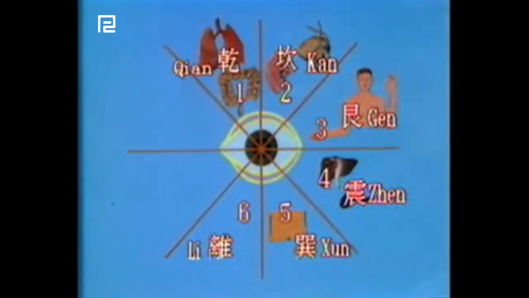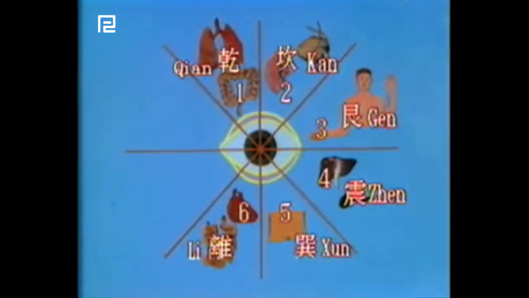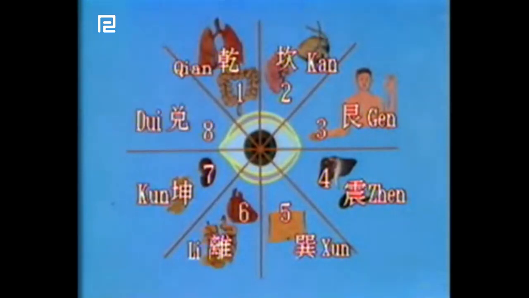The sixth part, li, matches fire, corresponding to the heart and small intestine. The seventh part, kun, matches earth, corresponding to the spleen and stomach. And the eighth part, dui, symbolizes pond, belonging to the xia jiao.